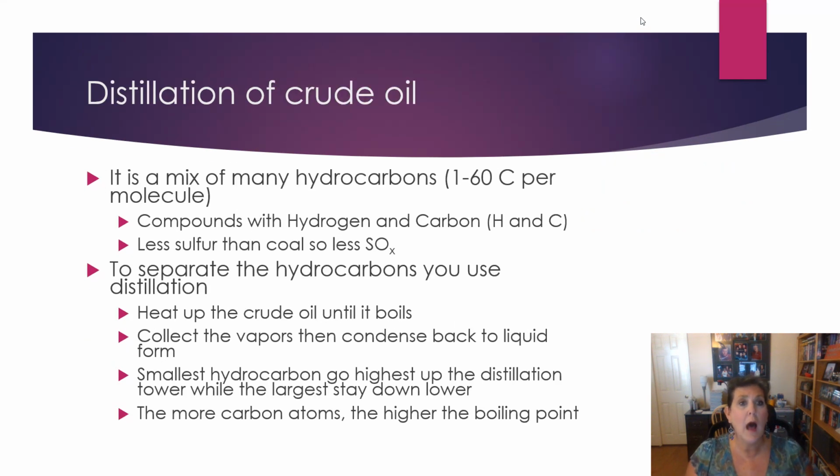So crude oil comes in a mixture of many of the different hydrocarbons. Hydrocarbons mean hydrogen and carbon are in there. So crude oil is mostly hydrocarbons, compounds with H and C atoms, hydrogen and carbon. And hydrocarbons typically have anywhere from 1 to 60 carbons per molecule. So we have little bitty hydrocarbons that just have 1, 2, or 3 carbons in them. And then there's giant hydrocarbons that have 50, 55 carbons in them.